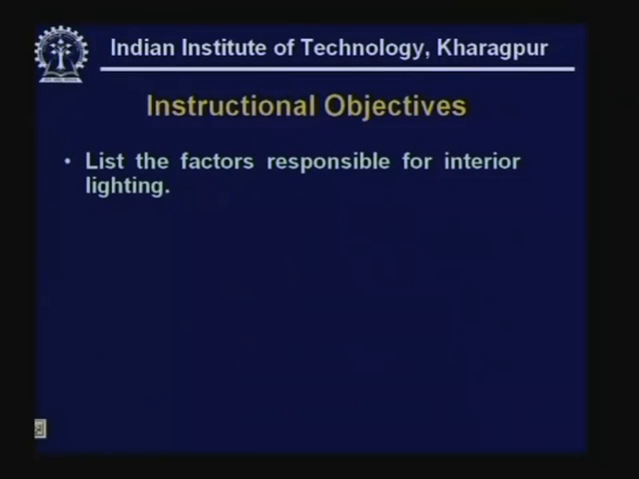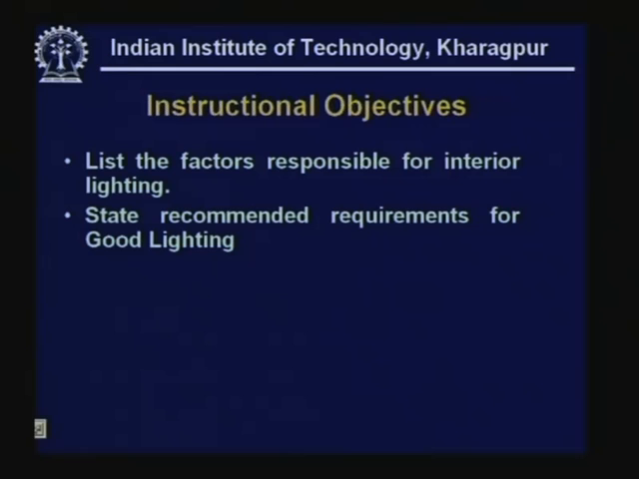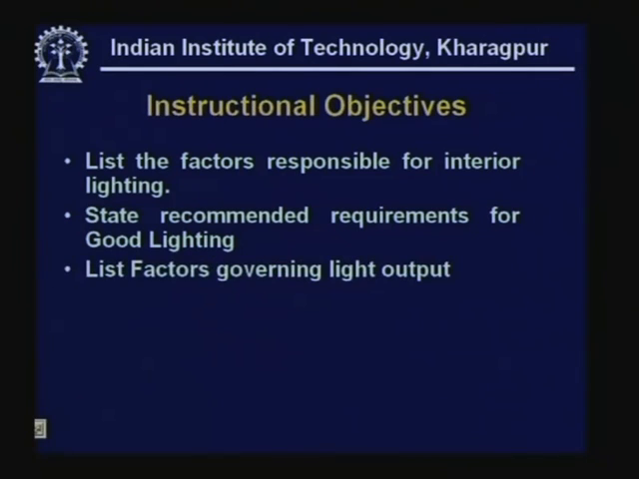The instructional objectives for this lesson would be: the first one, list the factors that are responsible for interior lighting. We are talking about the interior lighting. In fact, today most of the times when you are working indoors, there may be need to illuminate using artificial sources even during day, and that is where it becomes necessary. 2, state recommended requirements for good lighting. 3, the various factors that govern the light output in case of interior illumination.